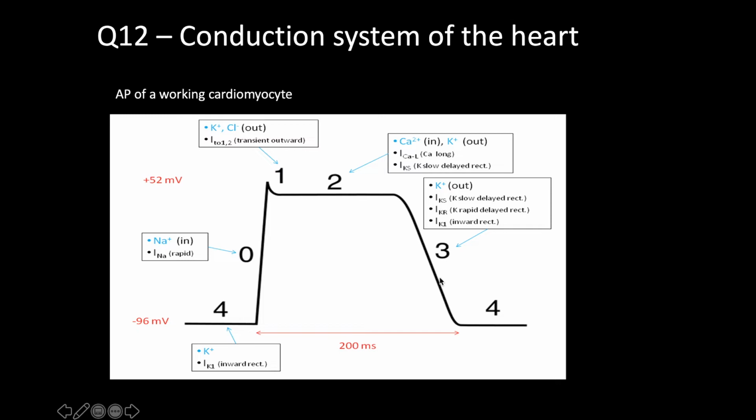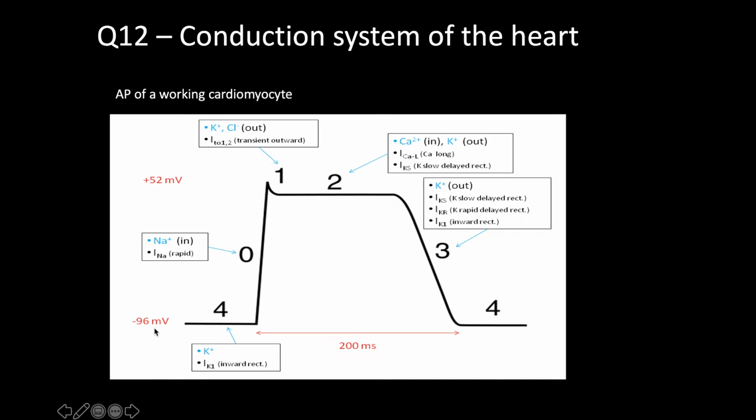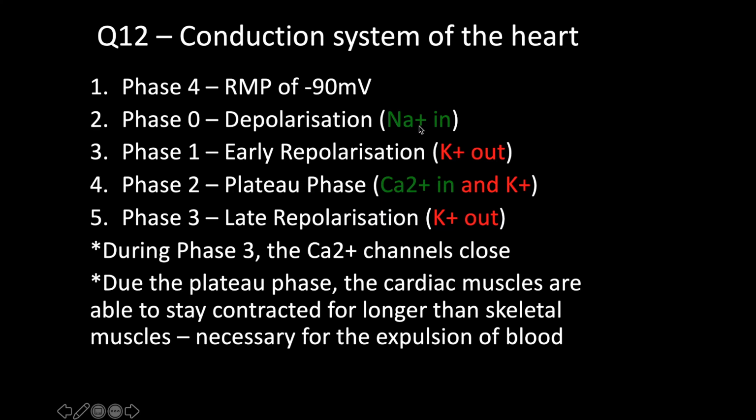All right. So in phase 4, we have a resting membrane potential of around minus 90 millivolts, as you can see here. In this picture, it says minus 96. And then phase 0 is the depolarization phase, because there is an influx of cations, these sodium cations. I'll explain where they come from in a minute. But generally, they come from the channels, and also the gap junctions between the pacemaker cells and the contractile cardiomyocytes. There's a better picture later on. So again, phase 0 is depolarization with sodium ions coming inside the cell.